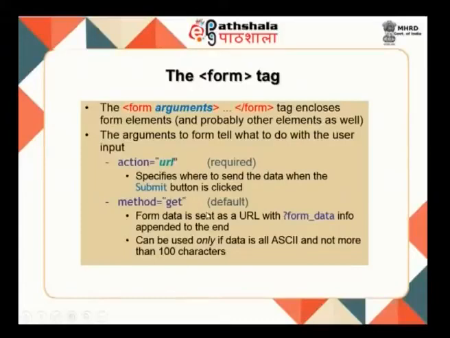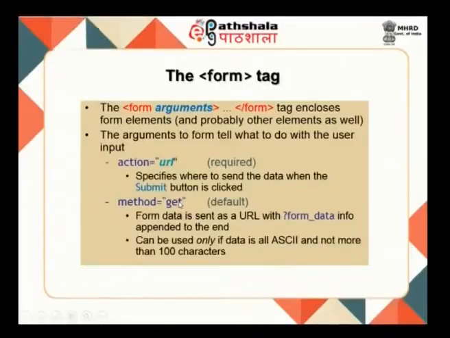Now, let us see what are the attributes you can have in the form tag. One important attribute is called action, and it has a URL. This is normally required. When you give an attribute like action, it specifies where to send the form data when you click on the submit button. The next attribute you may have in the form tag is the method. There are two methods you can use. Either the method can be given as a get method or it can be given as a post method. By default, the method would be taken as a get method.